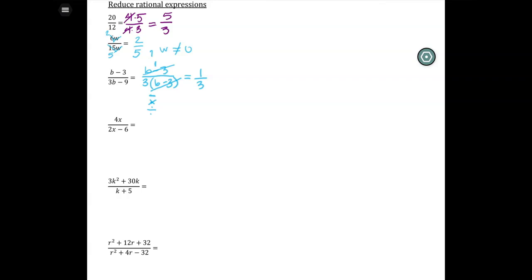I want to point out that, again, there is an exception to this rule. If b equals 3, the first expression that we started with is undefined. It's fine for any other number, but b can't be 3. So these are equal as long as b does not equal 3. You don't have to write it for now. We will be thinking about it a lot later.